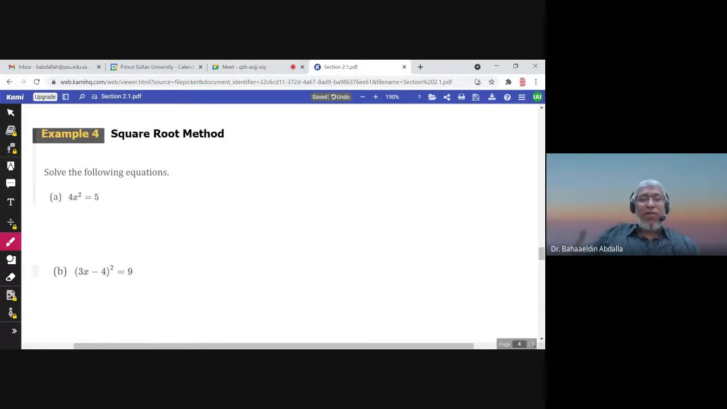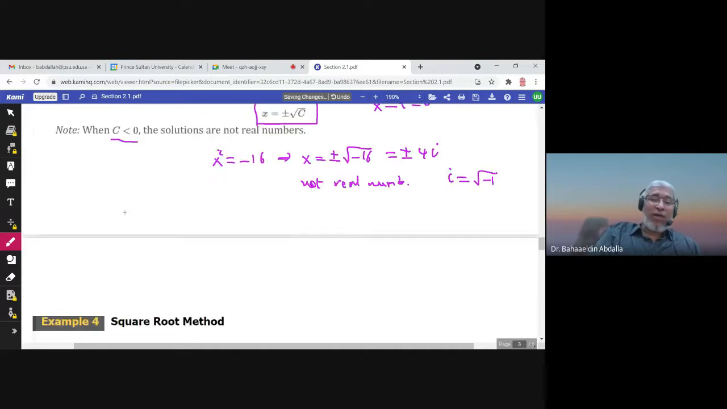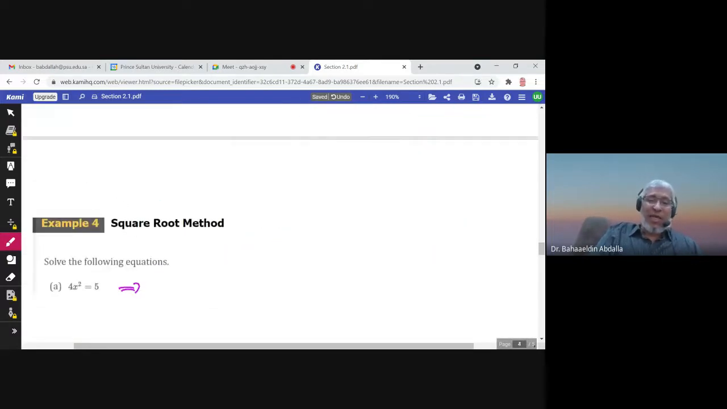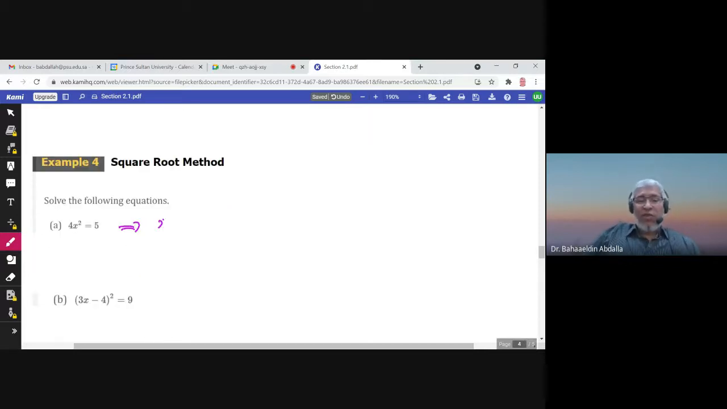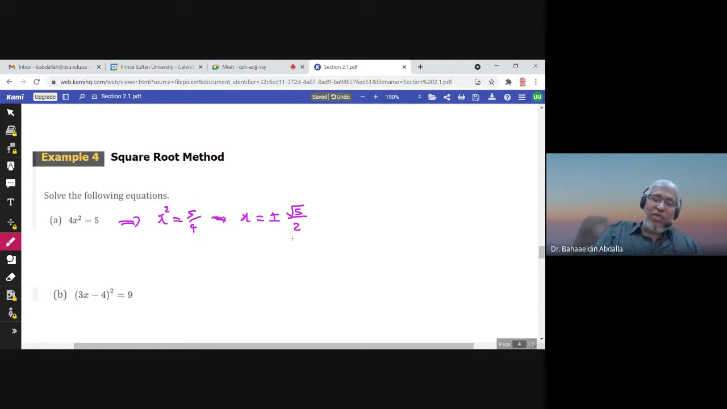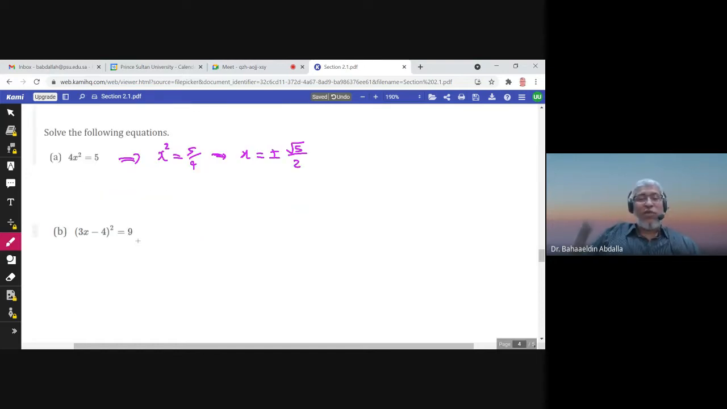Some examples about the square root property. Solve this equation. Notice that the square root property says x squared equals c. So here I have to divide first by 4, so I have x squared with coefficient 1. Now using the square root property, x is plus or minus the square root of 5 over 4. But the square root of 5 is the square root of 5, and the square root of 4 is 2, so I can write it like this. And these are the two solutions of this equation.